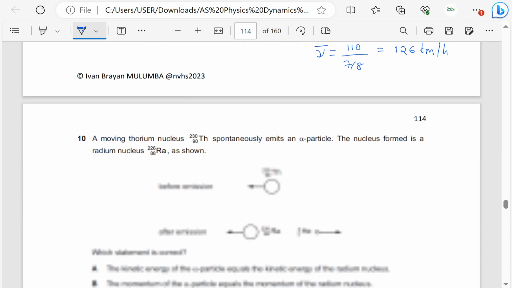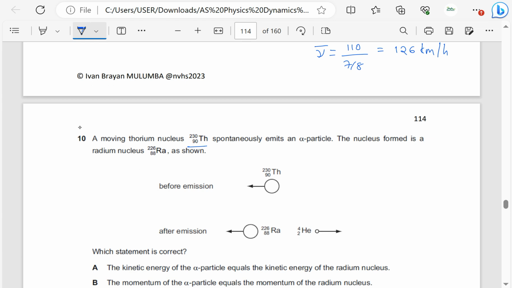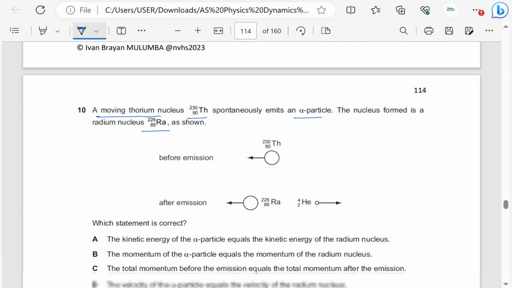A moving thorium nucleus, represented as that, spontaneously emits an alpha particle. The nucleus formed is a radium nucleus, which is represented like that. Initially we might assume it was at rest. No, it was moving. A moving thorium nucleus spontaneously emits, so it was moving in that direction. It forms a new nucleus when it emits an alpha particle, and these move in opposite directions. Which statement is correct?